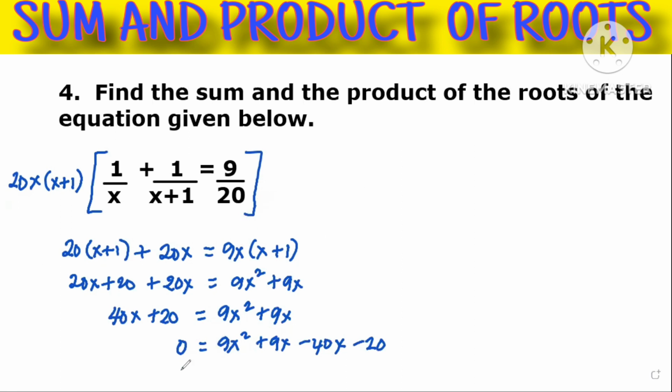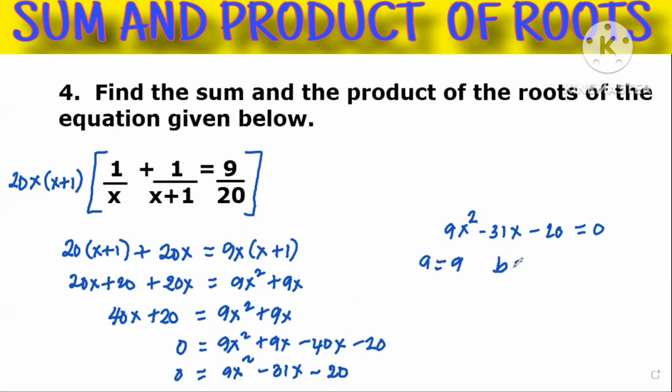Combining like terms, we have 0 is equal to 9x squared plus 9 minus 40 is negative 31x minus 20. And then baliktarin natin. So this is now the standard form, 9x squared minus 31x minus 20 equals 0. So taking the values of a, b, and c, we have a is equal to 9, b equals negative 31, and c equals negative 20.